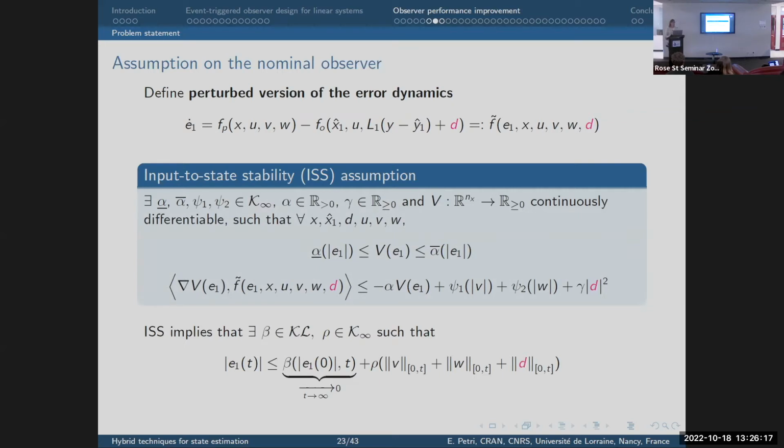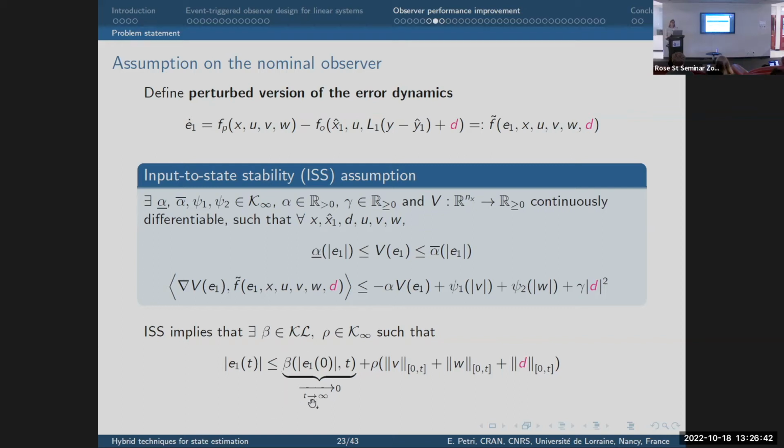In particular, we assume that this two Lyapunov inequality holds, which means that there exists a Lyapunov function V that is positive definite and radially unbounded, and that is decreasing. And this two Lyapunov inequality implies this inequality here in terms of estimation error, which means that the estimation error of the nominal observer is converging to a neighborhood of the origin.